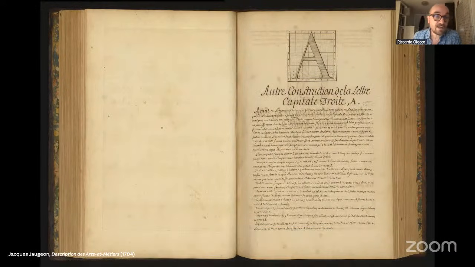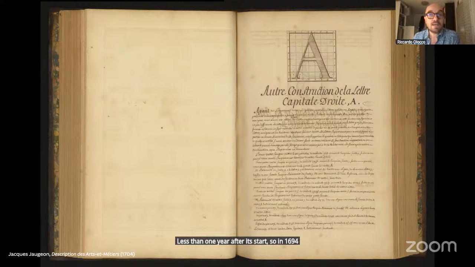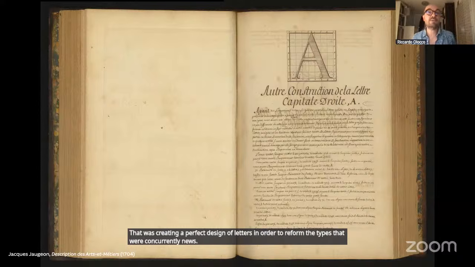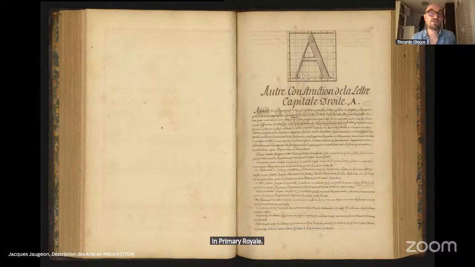Less than 1 year after its start, so in 1694, the Bignot Committee shifted its focus from the main project to a specific task, that was creating a perfect design of letters, in order to reform the types that were currently in use in the Imprimerie Royale office.